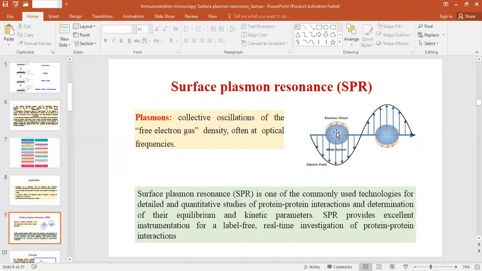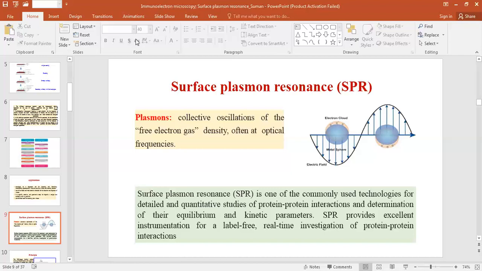Plasmon is a word that means the collective oscillation of the free electron gas density at optical frequencies. So surface plasmon resonance is one of the commonly used techniques for detailed and quantitative studies of protein-protein interactions and determination of their equilibrium and kinetic parameters. So surface plasmon resonance provides excellent instrumentation for a label-free, real-time investigation of protein-protein interactions.